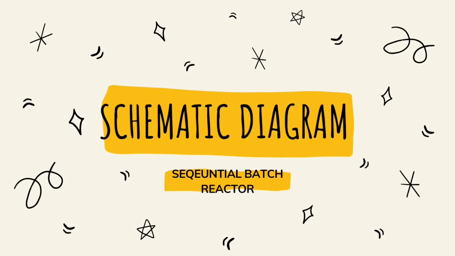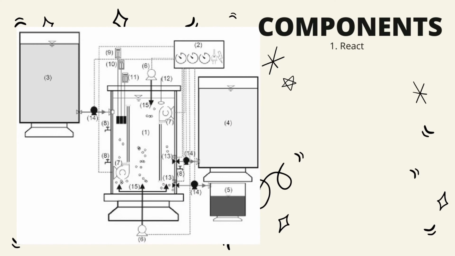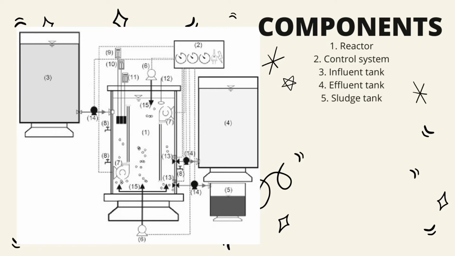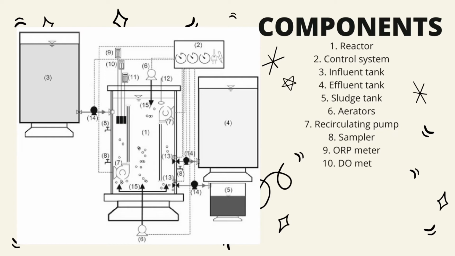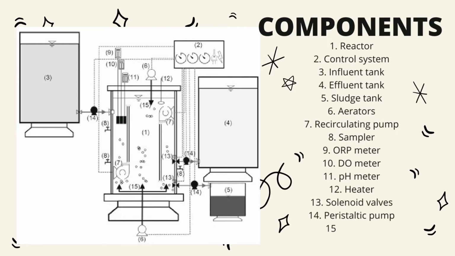Next, we're going to talk about the schematic diagram of the sequential batch reactor. On our left is the diagram of the sequential batch reactor. Based on the schematic diagram of the reactor, there are a total of 15 components in the reactor. The components are, first, the reactor, the control system, the effluent tank, the sludge tank, the aerators, the circulating pump, the sampler, ORP meter, DO meter, pH meter, heater, solenoid valve, peristaltic pump, and lastly, the air stone.